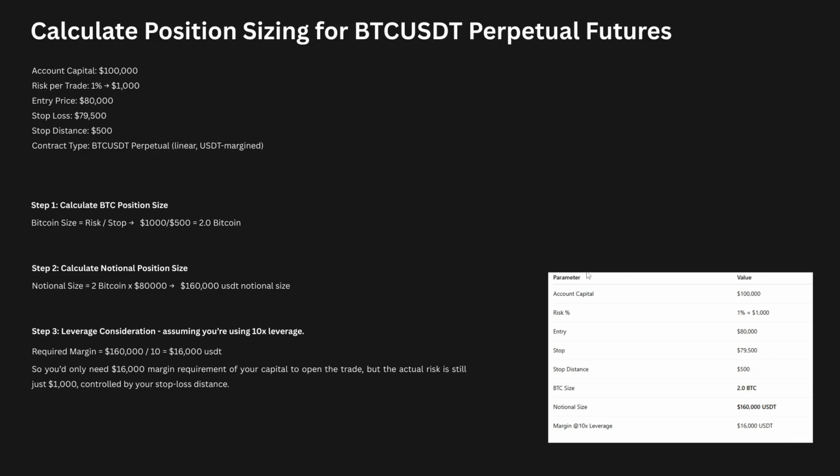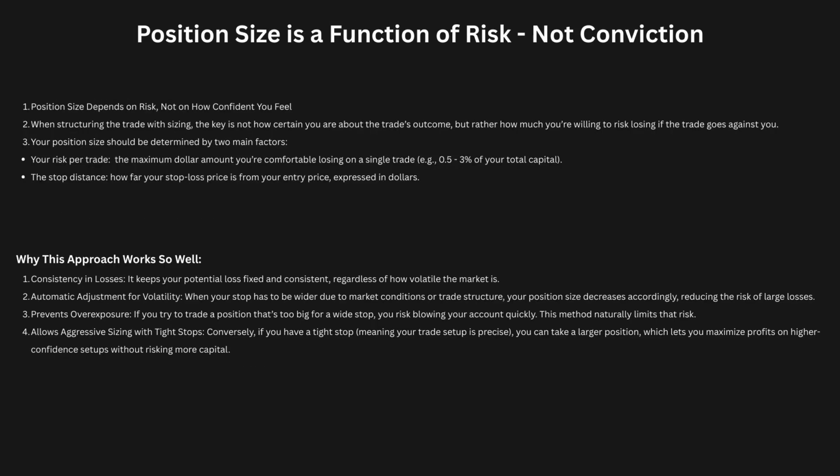What you can do with something like this is to take all these parameters, push them into ChatGPT and ask it to generate a calculator in Excel, so that you can work out your position sizing very quickly. That will tell you how much Bitcoin you need, what the notional size is, and what your margin requirements are if you wish to use leverage, whether you want to use 5x, 10x, 100x, whatever it is. It allows you to very quickly, on the fly, calculate the actual number of contracts required and the margin requirements around that. So the key thing to remember here is position size is a function of risk, not conviction.